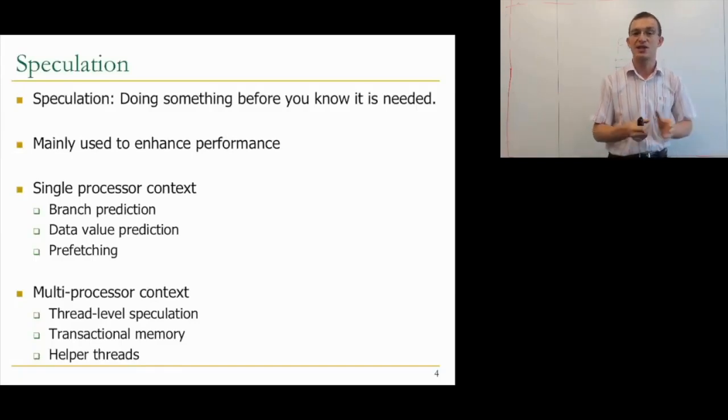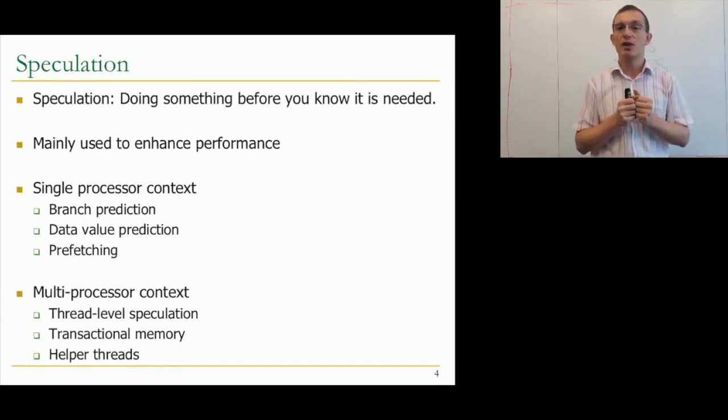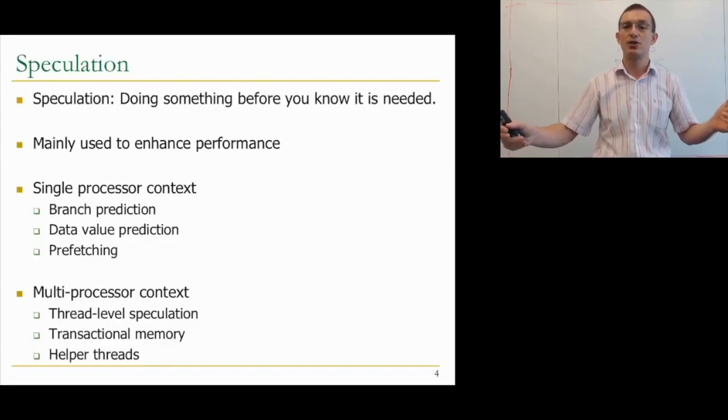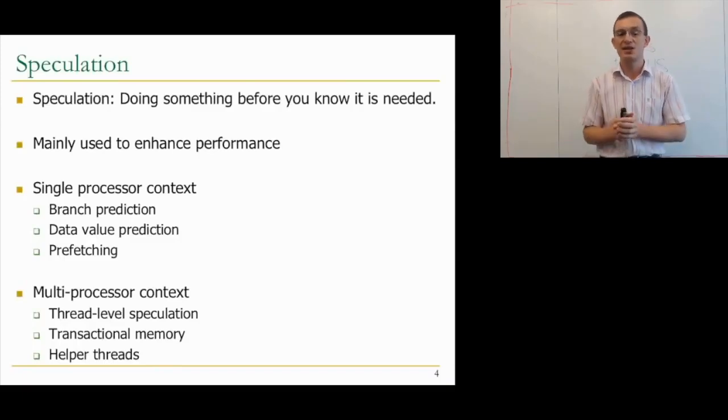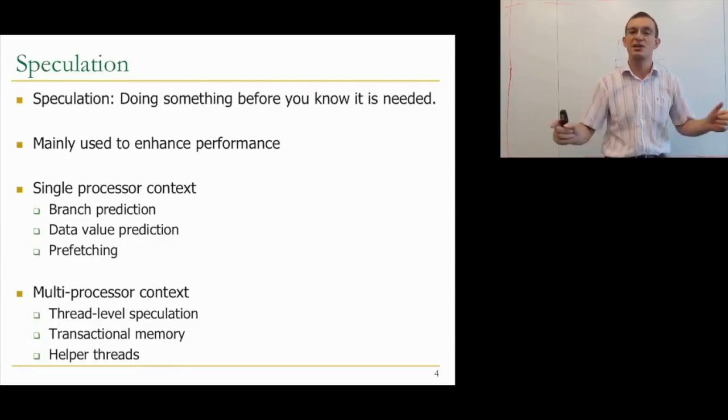Data value prediction is another concept. When you load a data value, maybe it takes a while to load the data value. Why don't you predict that value so that you can speculatively process the dependent instructions? And this breaks the data dependencies between instructions and enables instruction level parallelism.